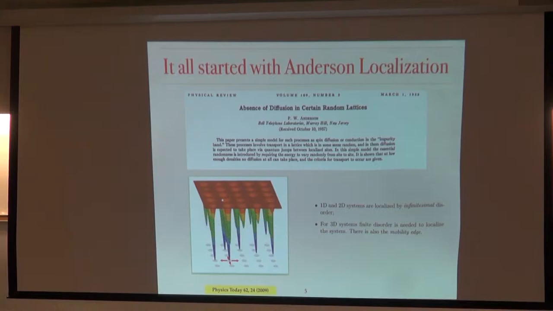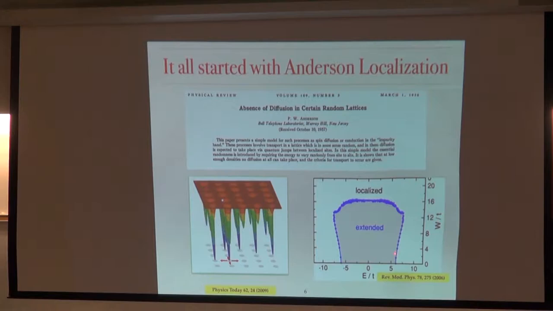It was later appreciated that in 1D and 2D systems, only an infinitesimal amount of disorder is needed to localize the system. But in 3D, something new happens, because not only is finite disorder needed, but there's also the so-called mobility edge, meaning that in the energy spectrum, there are critical energies that separate extended from localized states.